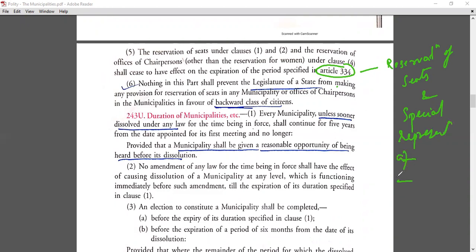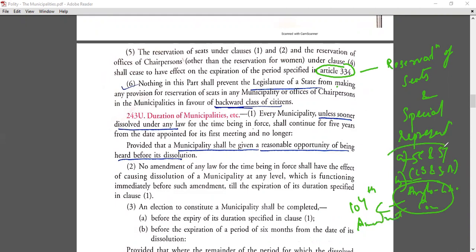Okay, two points are there in 334. One is reservation for scheduled castes and scheduled tribes in Lok Sabha and state assemblies, and another is reservation for the Anglo-Indian community. Okay, same in Lok Sabha and state. Now this has been ceased recently by the 104th Amendment Act, and the year for the other has been increased. So these provisions have a direct connection with 334. If 334 is ceased, then these provisions will cease automatically.